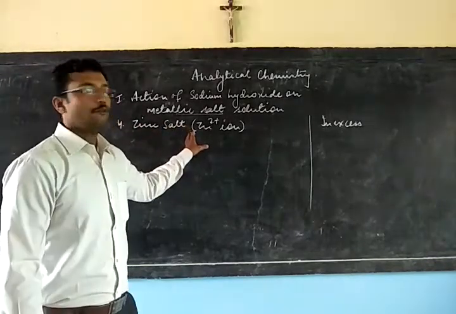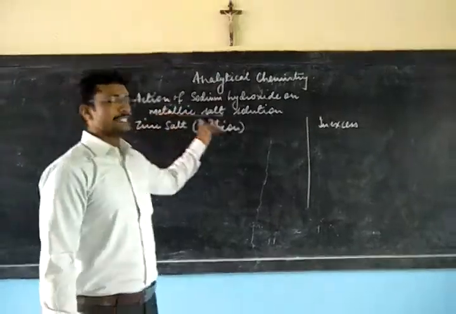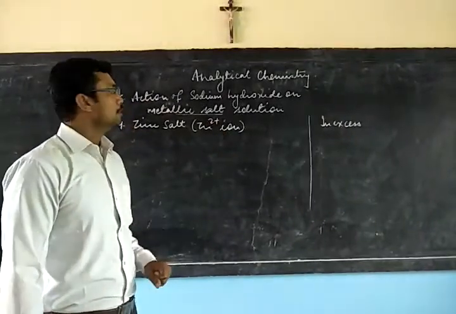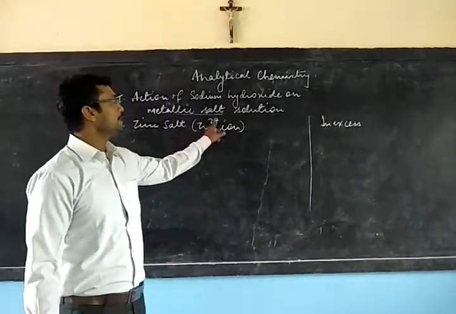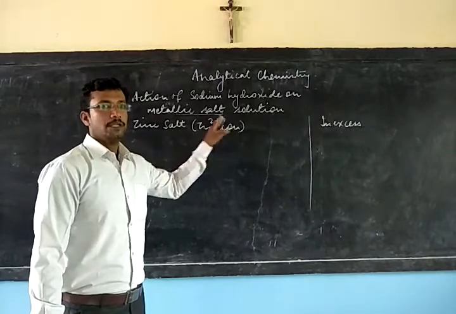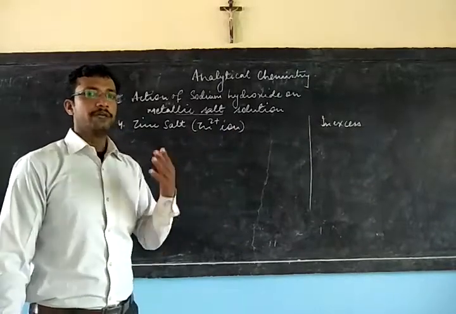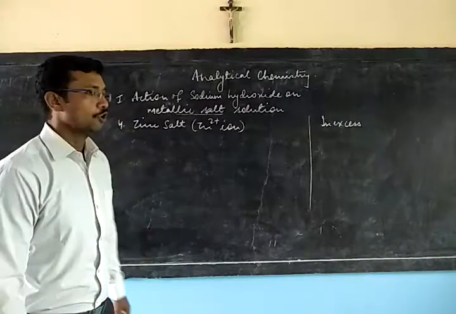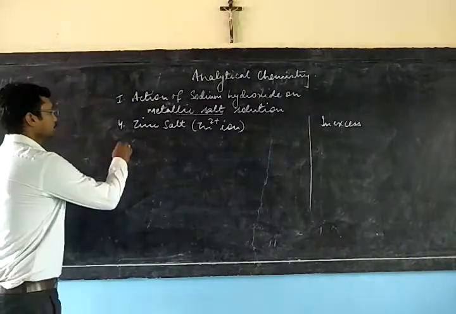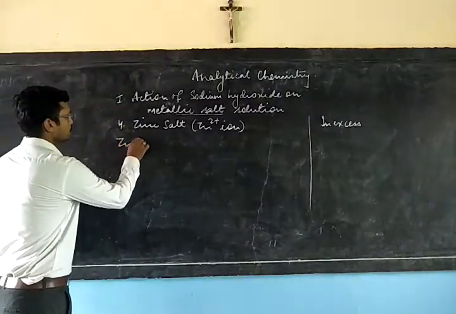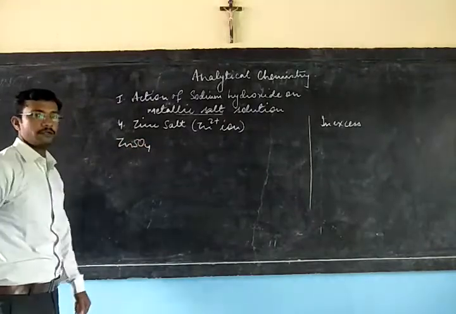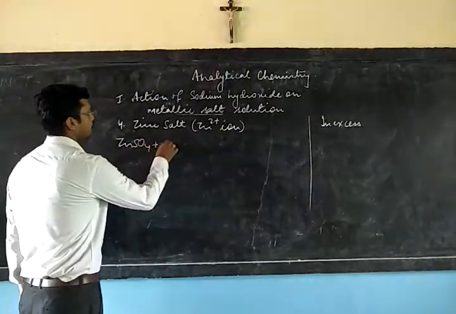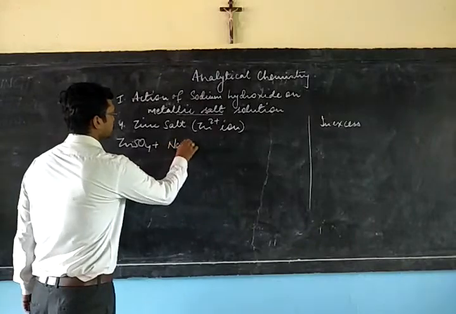Now coming to the fourth type of salt, that is zinc salt. Zinc salt will contain Zn2+ ion. Let us now check whether a given salt contains this ion or not. So we can take a zinc salt like zinc sulfate solution and add sodium hydroxide to it.